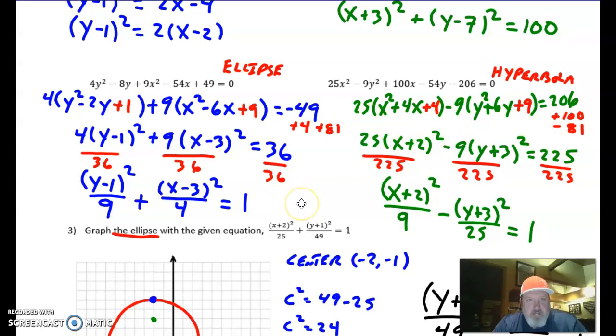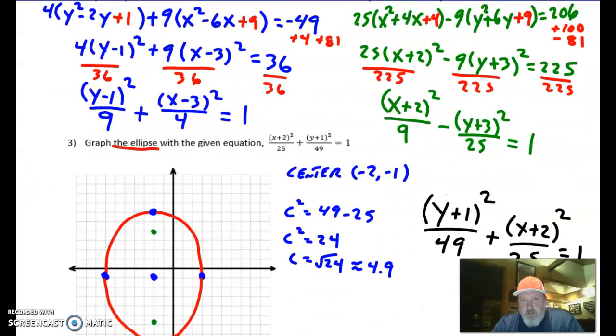Final step, divide. So again, if both squared terms are positive and have the same coefficient, that's a circle. If you only have one squared term, that's a parabola. If you have two squared terms with different coefficients, but they're both positive, that's an ellipse. Two squared terms, different coefficients, one is negative, that's a hyperbola.